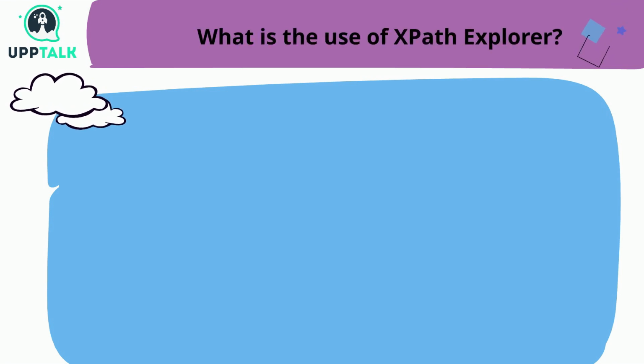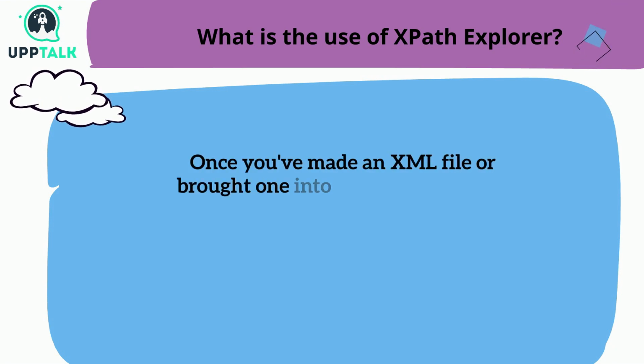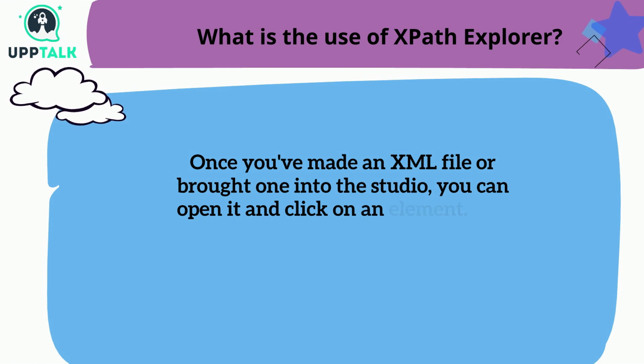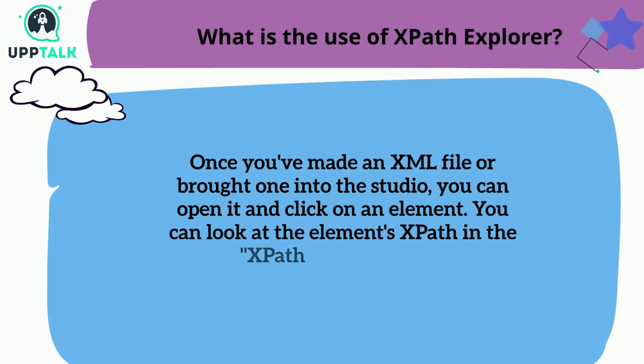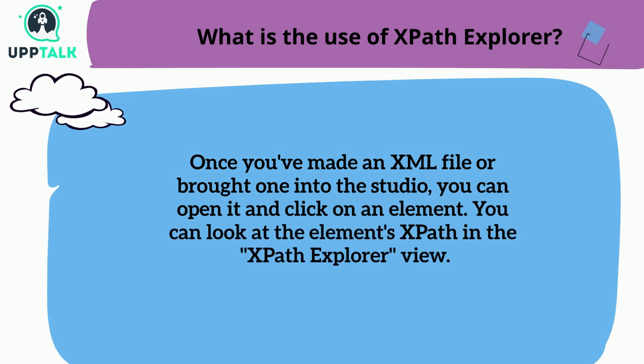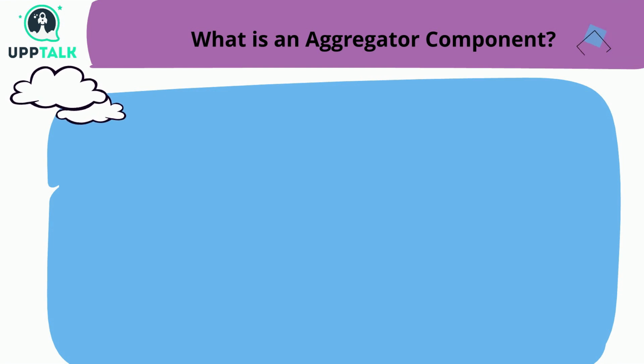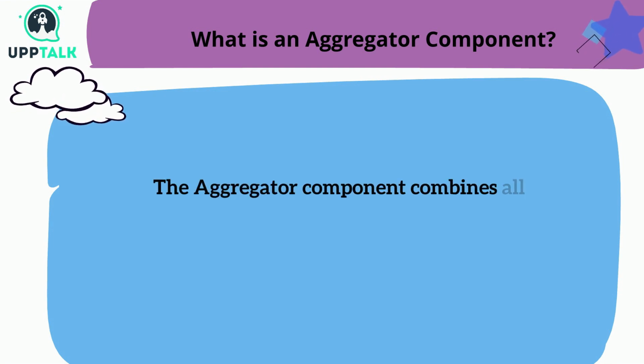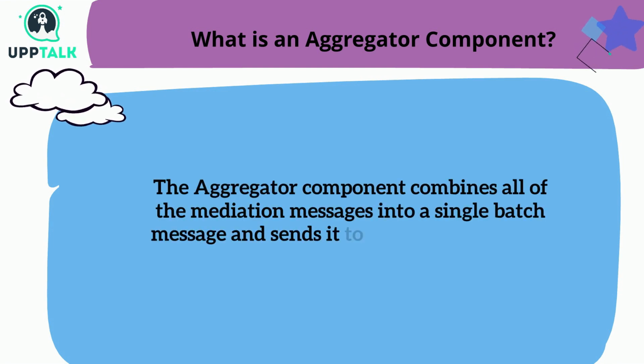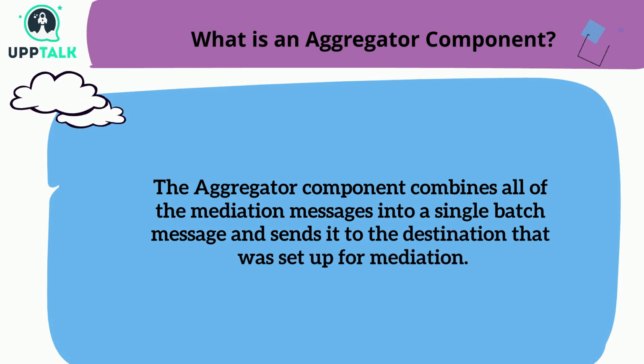What is the use of XPath Explorer? Once you've made an XML file or brought one into the studio, you can open it and click on an element. You can look at the element's XPath in the XPath Explorer view. What is an aggregator component? The aggregator component combines all of the mediation messages into a single batch message and sends it to the destination that was set up for mediation.